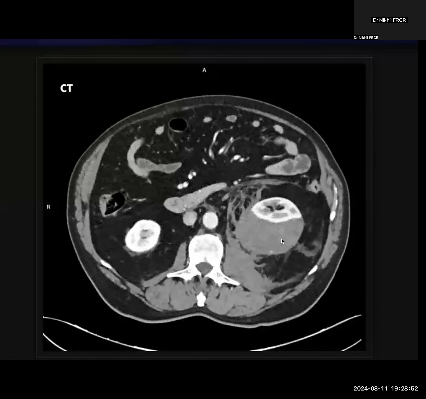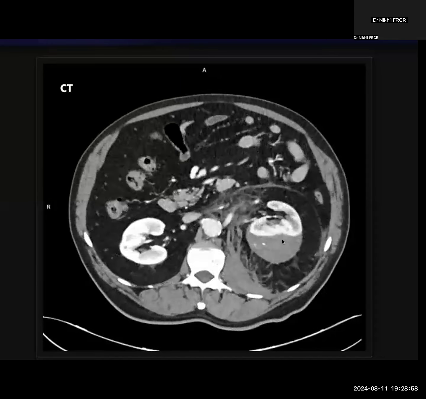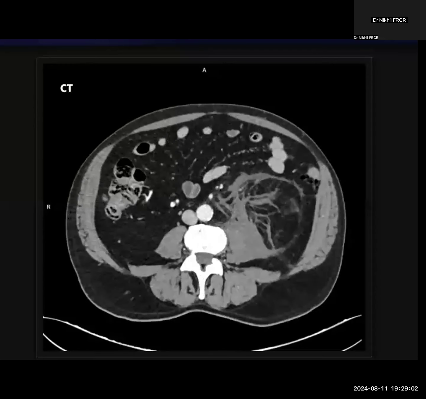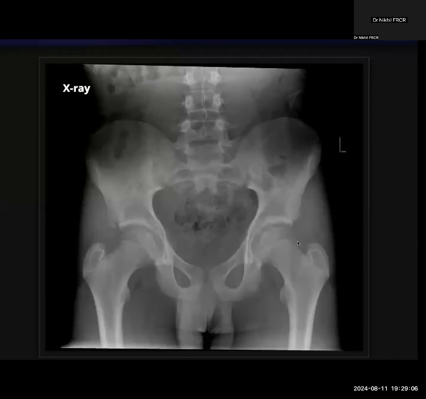Do not wait for me to prompt you to tell me what grade it is and what management you would go ahead with. Otherwise, I think you did this case well. I would pass you on this case. The next case that I showed you was this avulsion fracture. Please revise all the attachments.